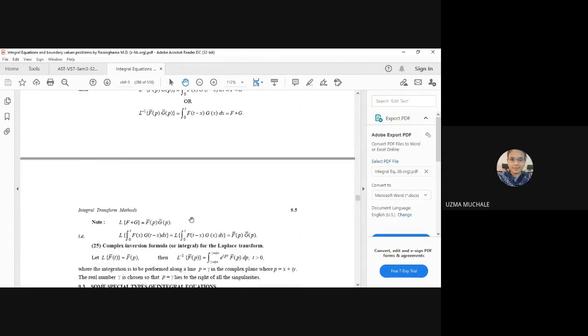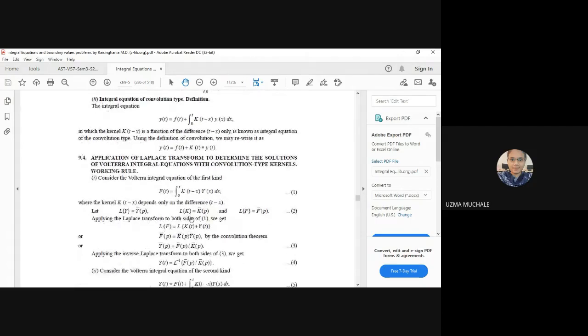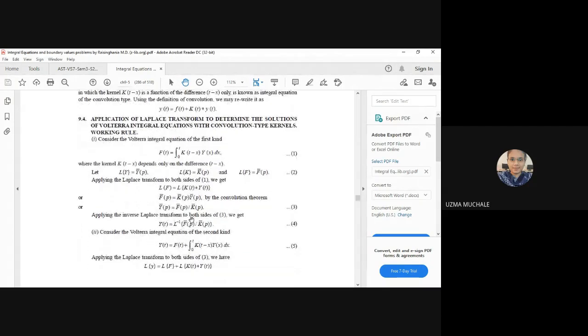Next, we are going to study from here. Consider the Volterra integral equation of the first kind. Why is it Volterra? Because the upper limit is variable. Why is it of the first kind? Because the g of x is 0, and we are going to consider f of x as 0, so that's why it is homogeneous. Here k of t minus x depends on the difference t minus x.